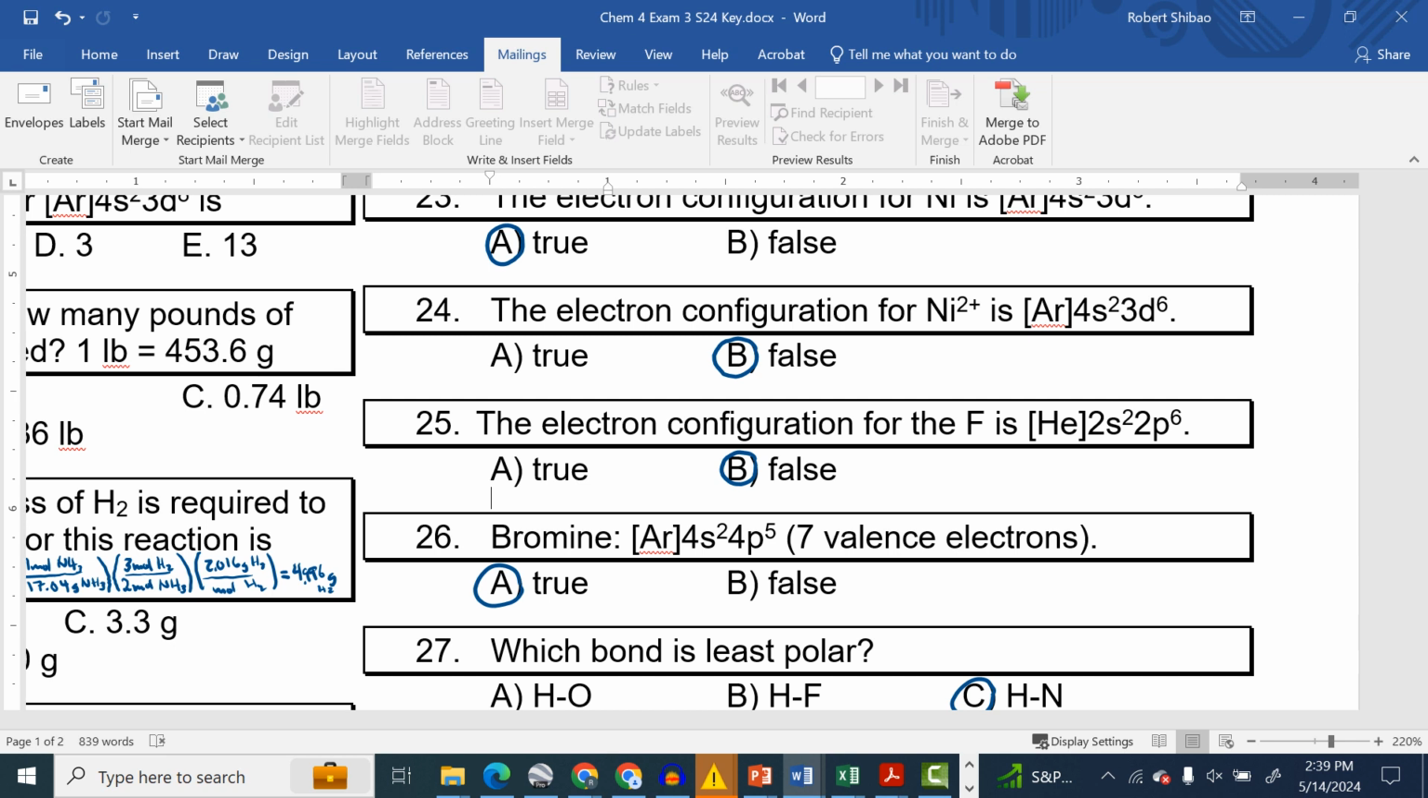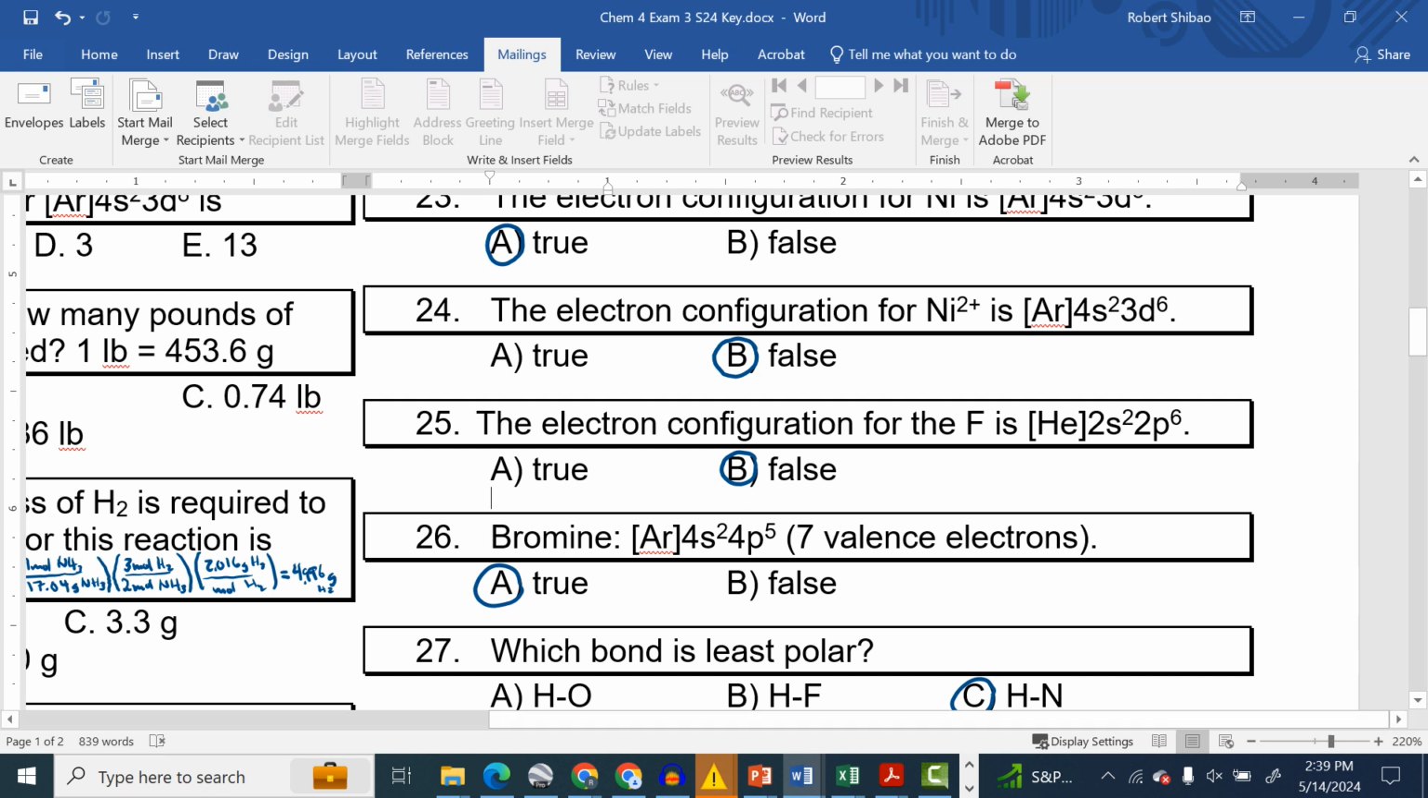How many people had 25B? Pretty much everybody? Fran, do you have your test? Yeah, yours is different, yeah, all right. Yours is correct. Yeah, it's okay. So basically everybody, just do that.